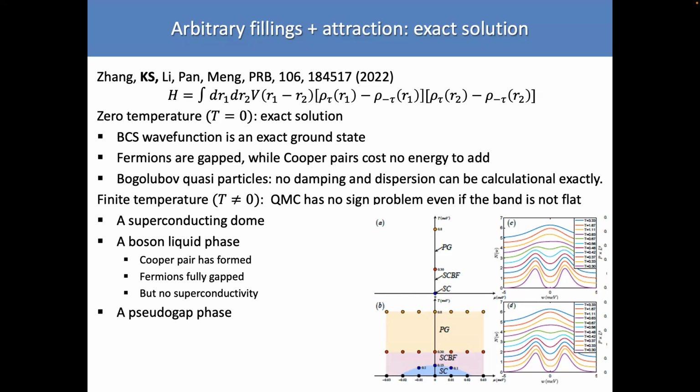Yeah, exactly. Yeah. And the most interesting physics here is actually not about the superconducting dome itself. It is that if we go above the superconducting dome, the system actually doesn't melt into a metal. It melts into a pseudogap state. Okay.